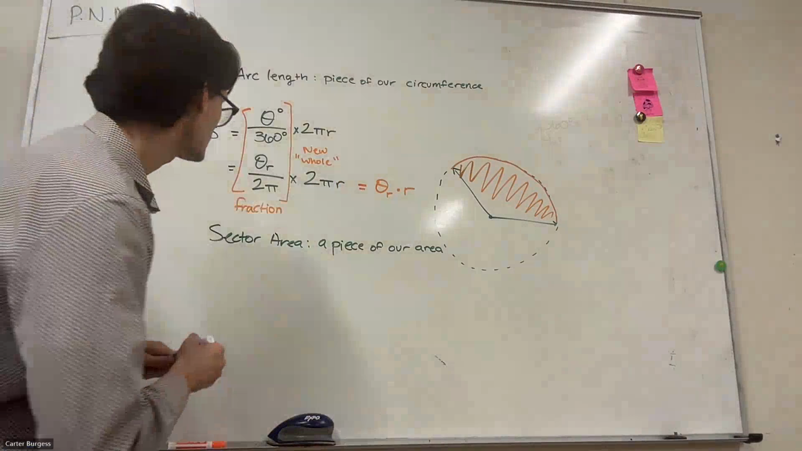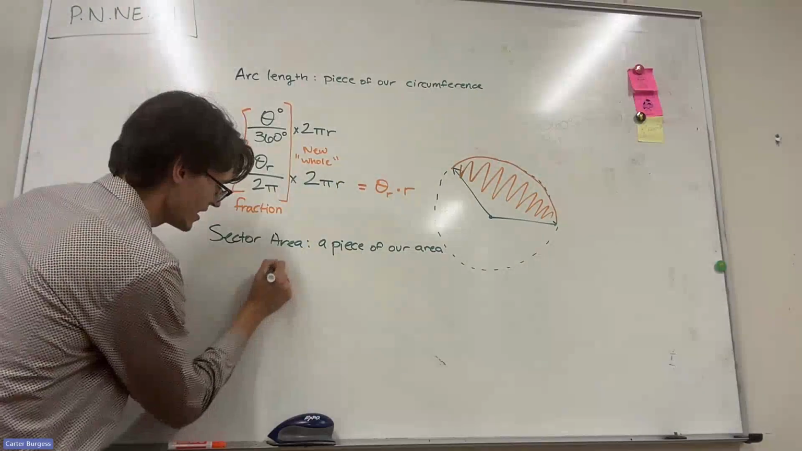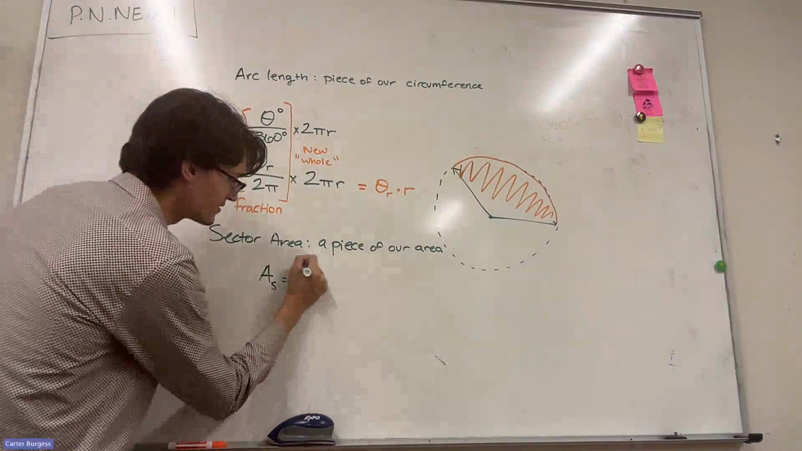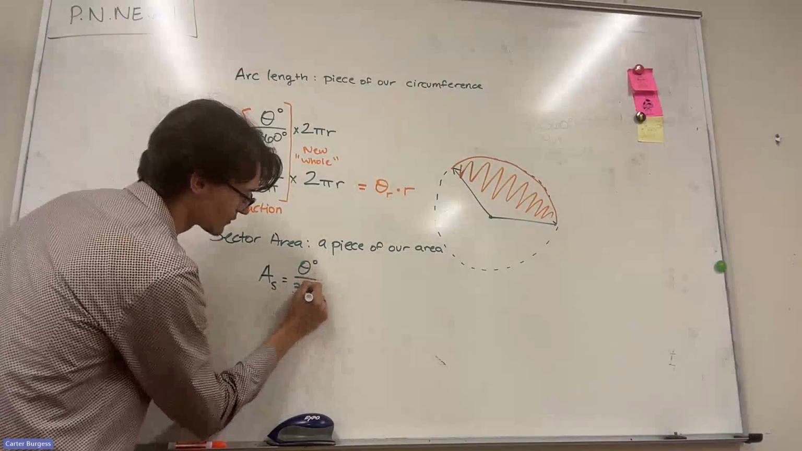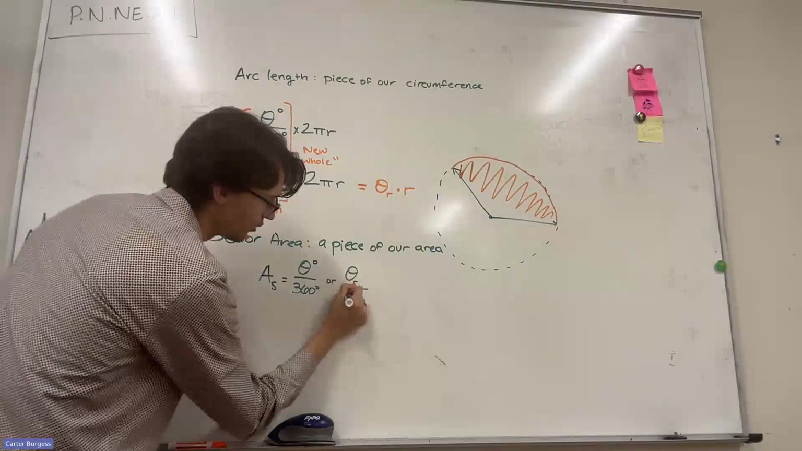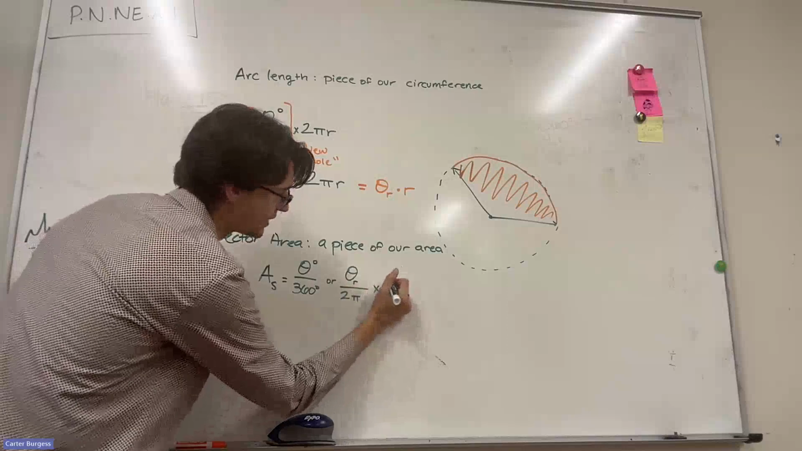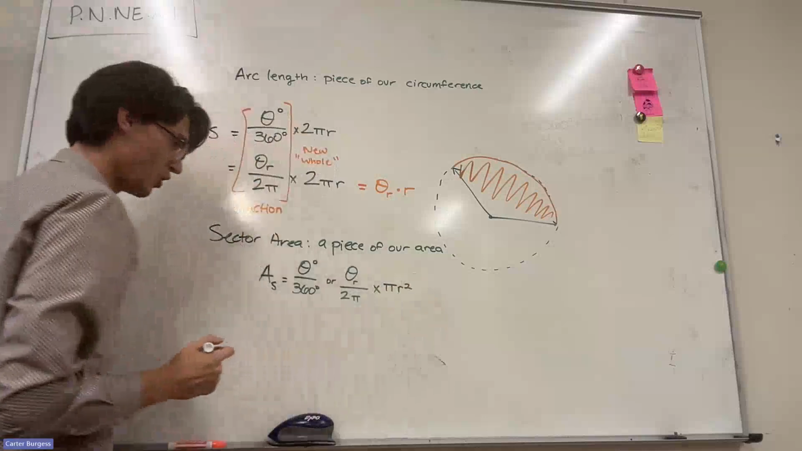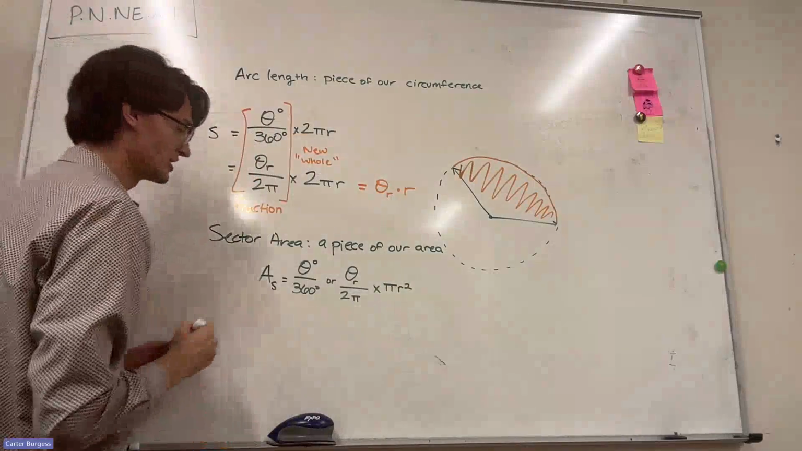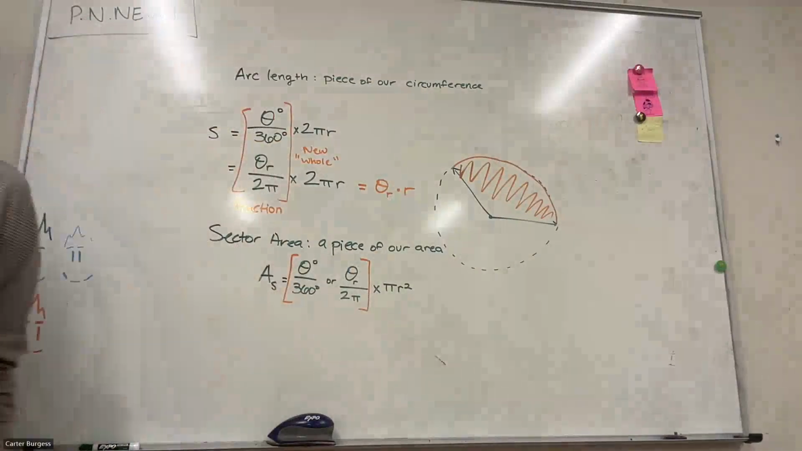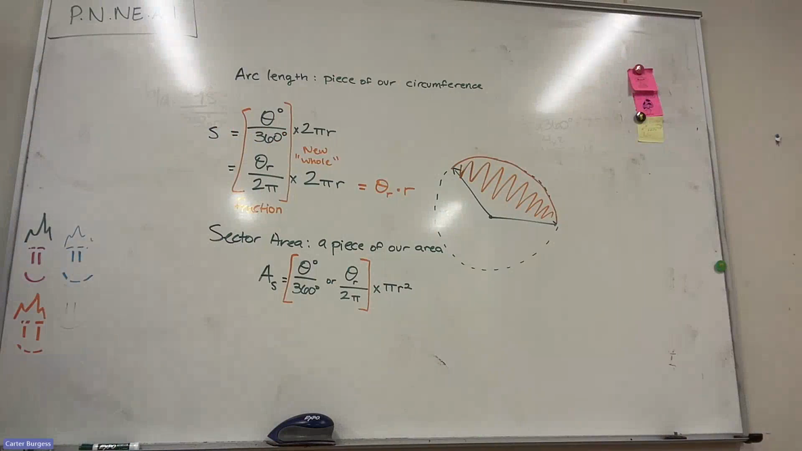Pi r squared. So the area of our sector is going to be either, again, this theta in terms of degrees over 360 degrees, or theta in terms of radians over 2 pi, and I am multiplying that by our pi r squared, our new whole. But again, the logic here is exactly the same. Fraction of the circle times whatever units I'm actually converting.